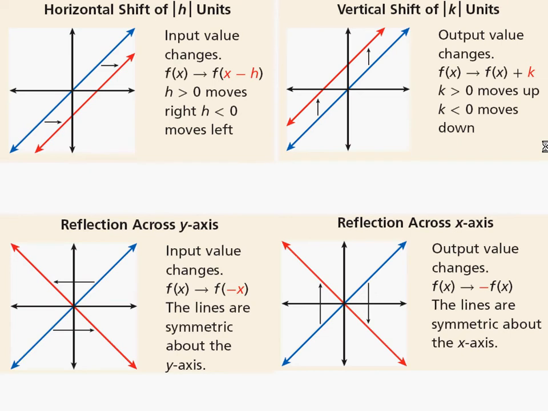When you reflect across the y-axis, you're changing only the x values. So f of x becomes f of negative x. When you reflect across the x-axis, you change the entire function because we're changing the y values. So you do the negative version or opposite version of the entire function.